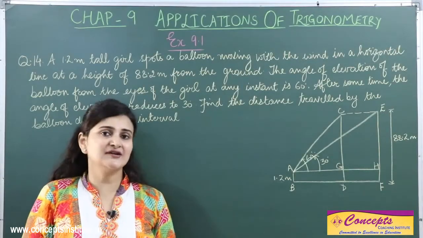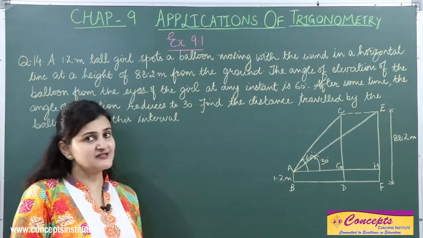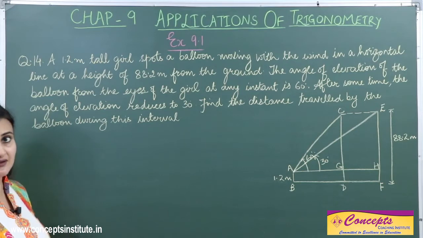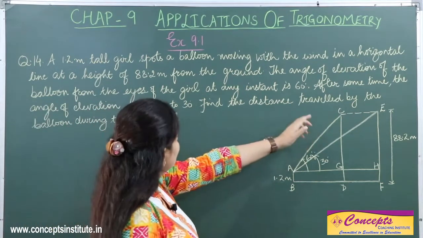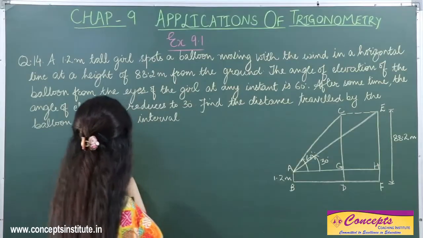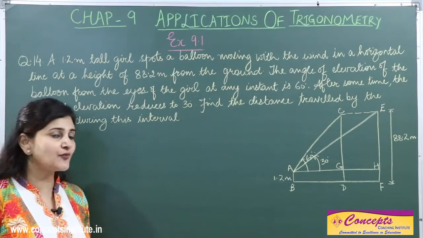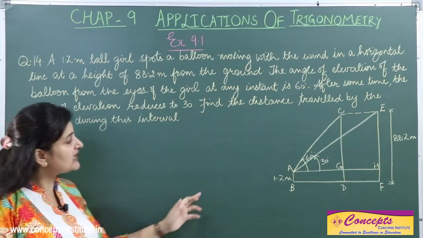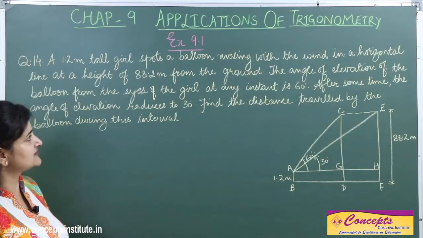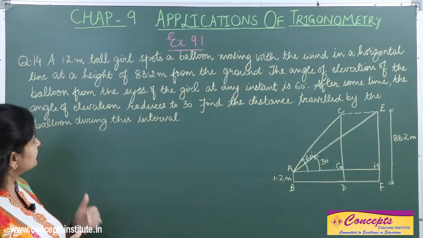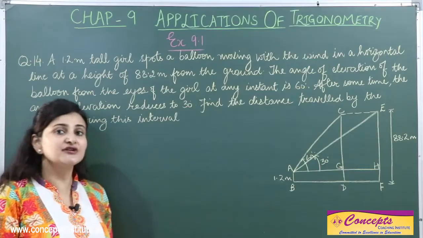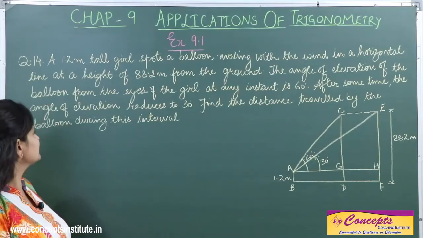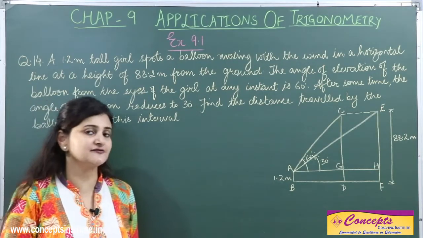Now students, let's look at question number 14th. It's a very interesting question and a very important one as well. A 1.2 meter tall girl spots a balloon moving with the wind in a horizontal line at a height of 88.2 meters from the ground. The angle of elevation of the balloon from the eyes of the girl at any instant is 60 degree. After some time, the angle of elevation reduces to 30 degree as the balloon is moving forward. Find the distance travelled by the balloon during this interval.